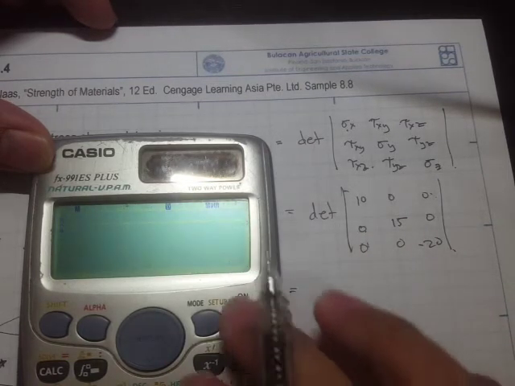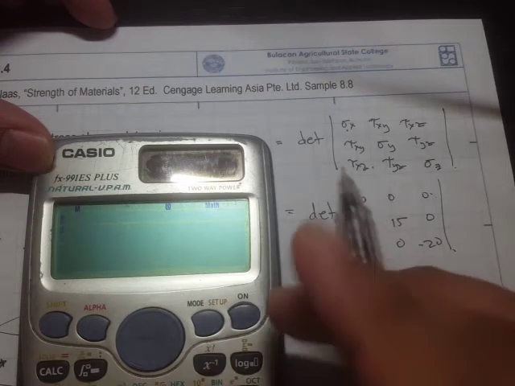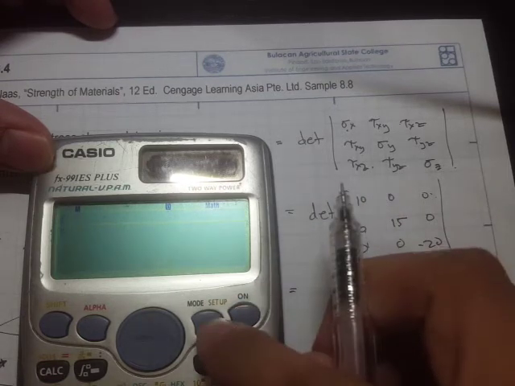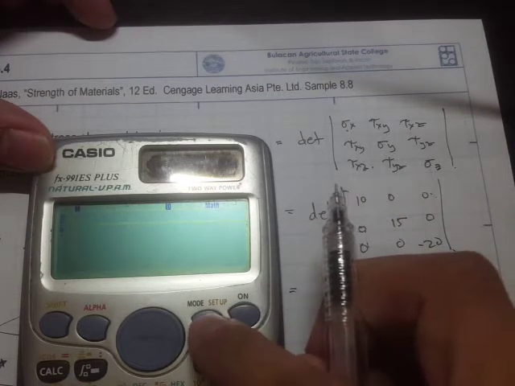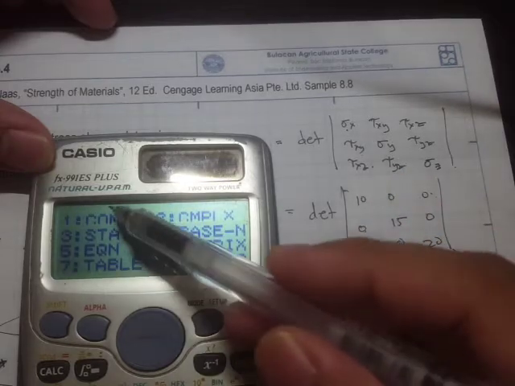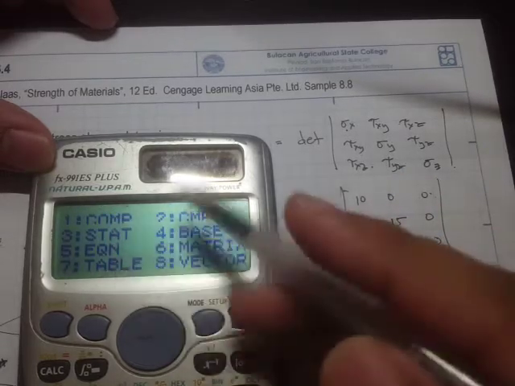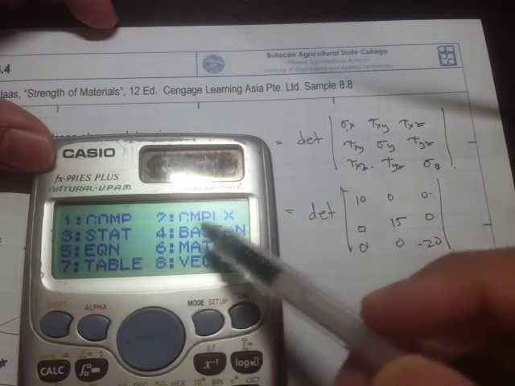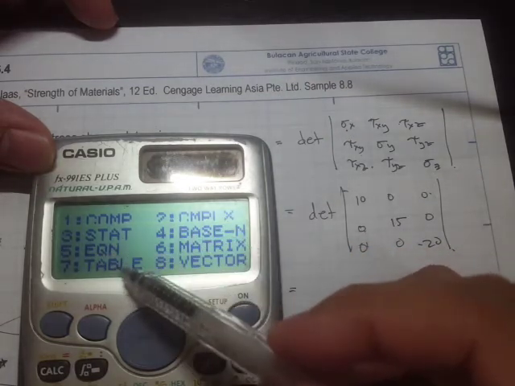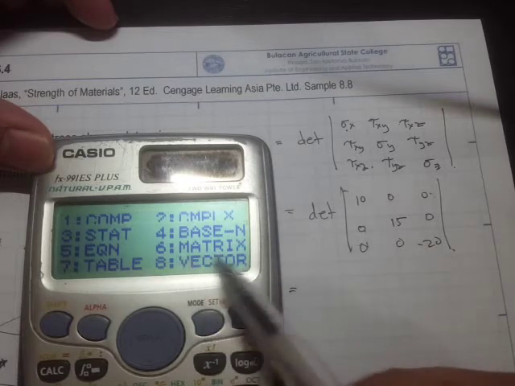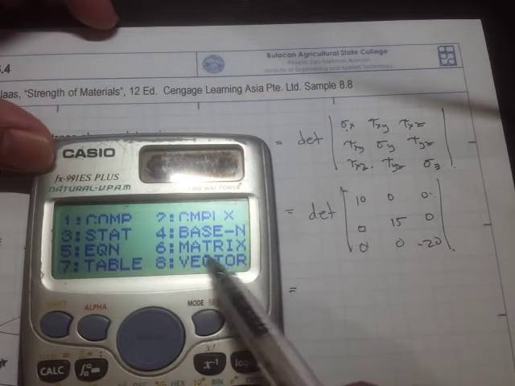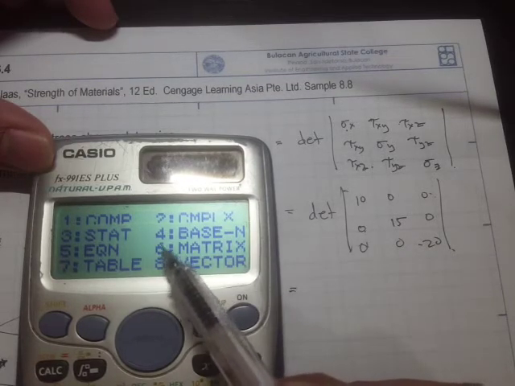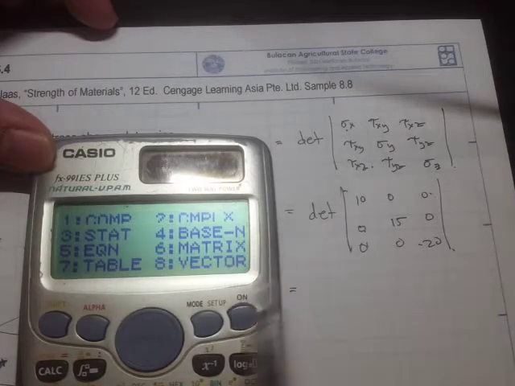So let's say you turn on the calculator and you press this mode button. Right here, there's a selection of what the mode is going to be. Is it the computation mode? Is it the statistics mode or equation mode? Or right here we have the matrix mode. This is number 6. So if we select 6, that's going to be matrix.